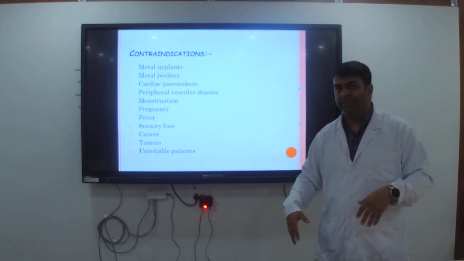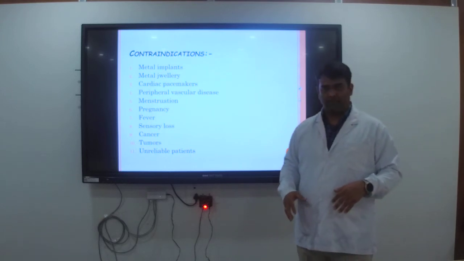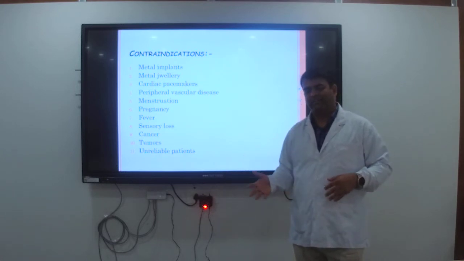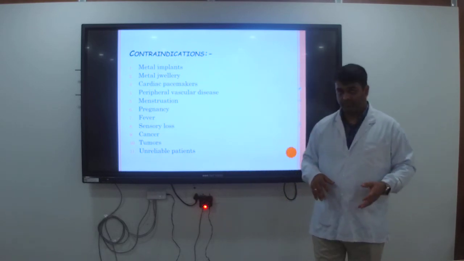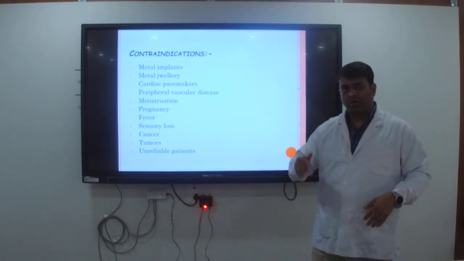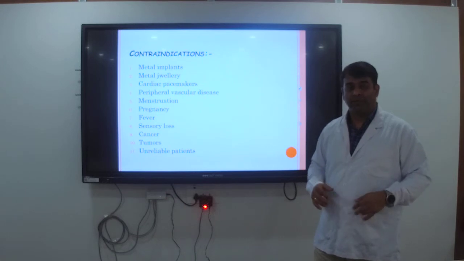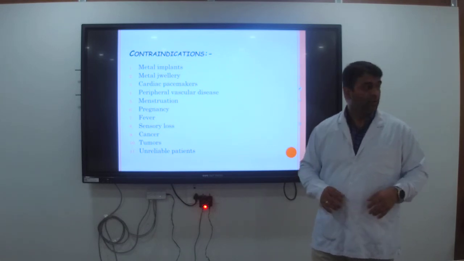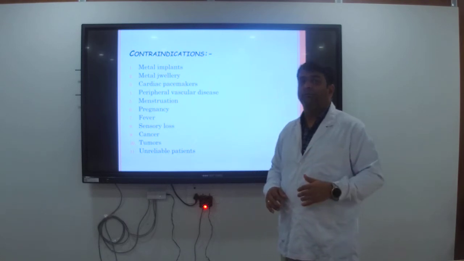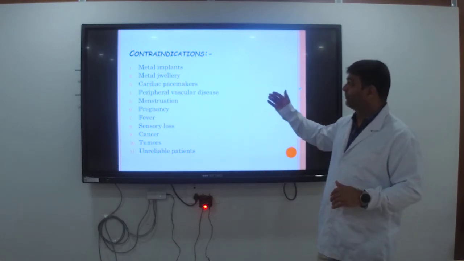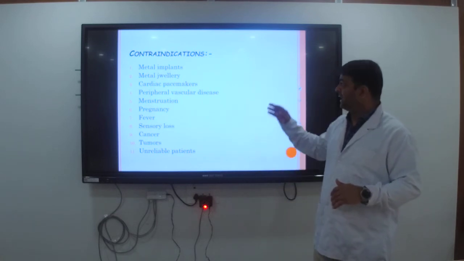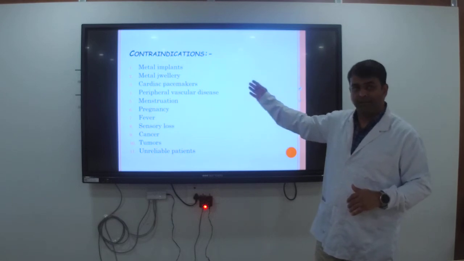If a patient has come to you with knee pain, and previously, maybe 1 year, 2 years, 4 years, or 10 years ago, the patient had a fracture, maybe from a road traffic accident or a fall, and there's a rod or plating done to his tibia and fibula, then you cannot treat that patient's knee joint with SWD, because the leg has metal implants.